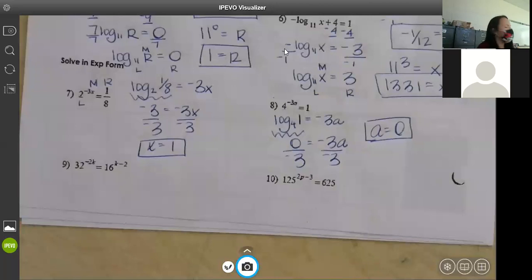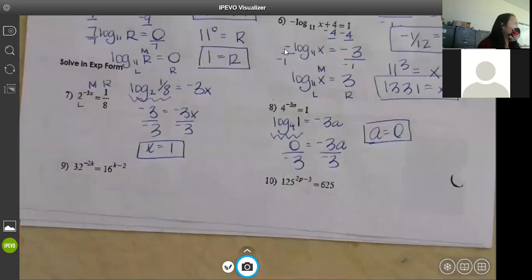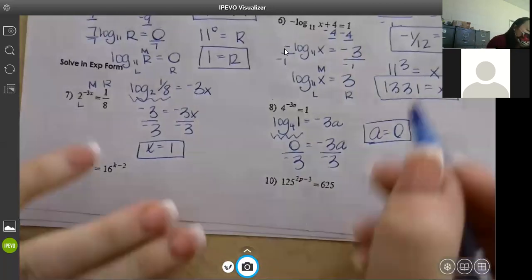Yeah, there's 2 powers, right? Where we didn't have that. So I'm going to skip this one for a minute and go ahead and go to number 10. But I'm coming back to that. All right, so this one just has 1 power.